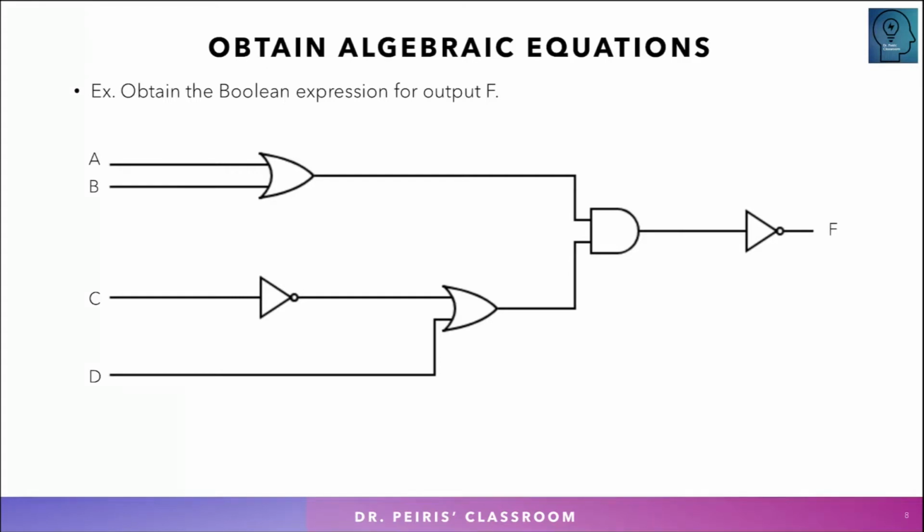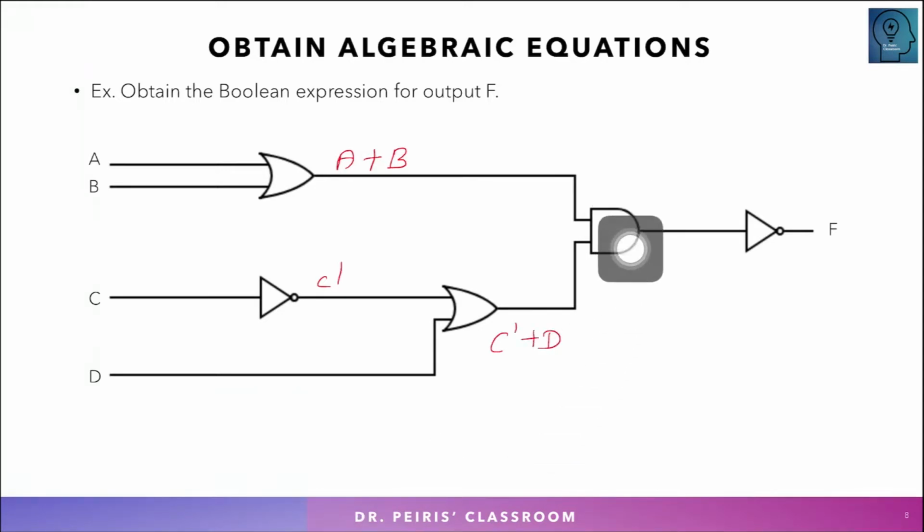So what are the gates that we have here? The first one is an OR gate. The inputs are A and B. So we can write this as A or B. And this is the second one, which is connected to C. This is an inverter, so the output is C prime. Now what goes into this OR gate? C prime and D. So this is C prime or D.